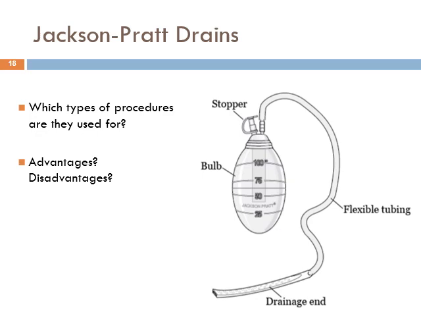These bulbs will provide active suction. So Jackson-Pratt is an active drain. I can go ahead and compress it down so there's no air in it, and I can push down that stopper, and then the bulb is going to try to suck air through those little holes, or fluid, or whatever it can, and it'll fill itself up in the process.